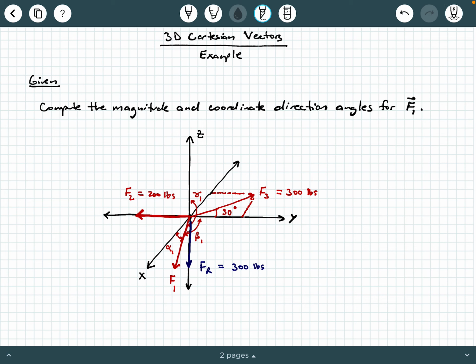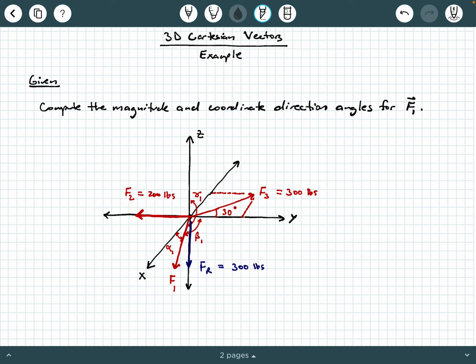Hey everybody, Dr. A here, and in this video we're going to be exploring another example dealing with three-dimensional Cartesian vectors. So let's go ahead and get started. In the given information, we're being asked to compute the magnitude and coordinate direction angles for the force F1.